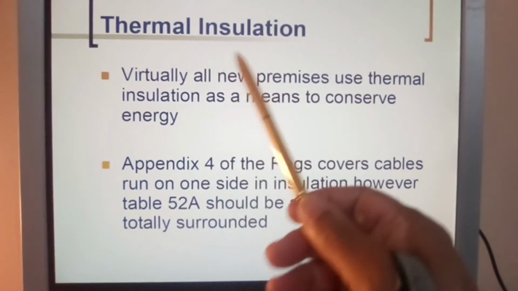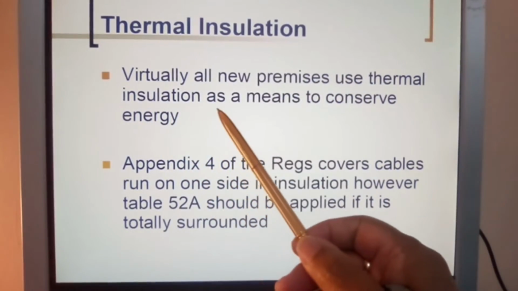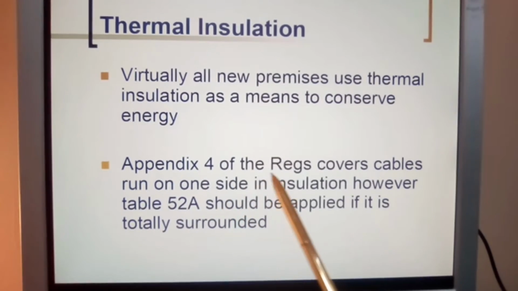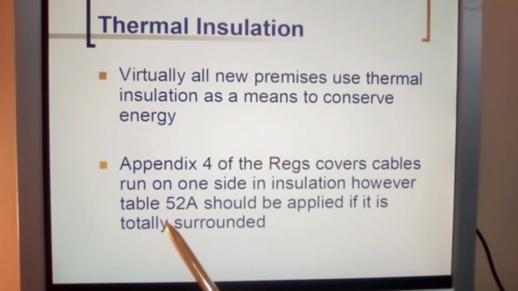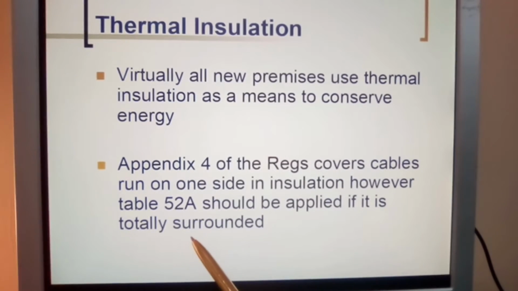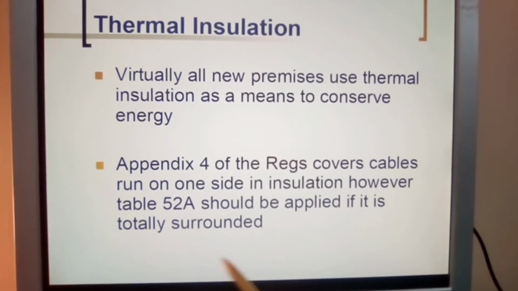Now, thermal insulation. Virtually all new premises use thermal insulation as a means to conserve energy. Appendix 4 of the regs covers cables run on one side in insulation. However, Table 52A should be applied if the cable is totally surrounded.